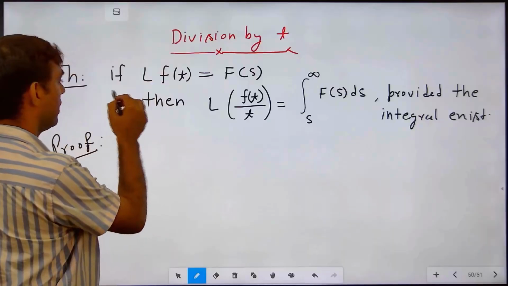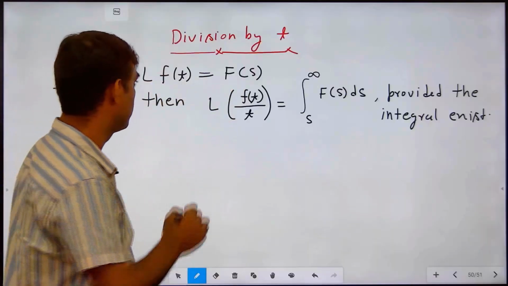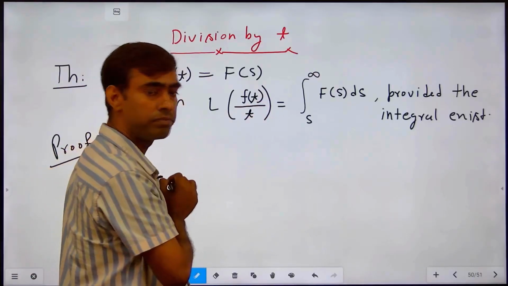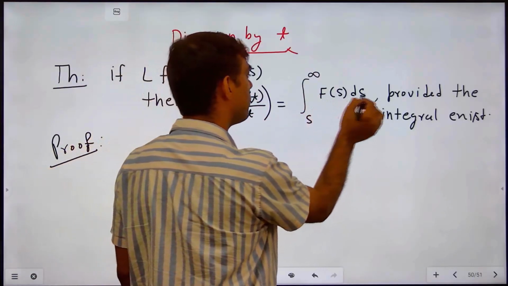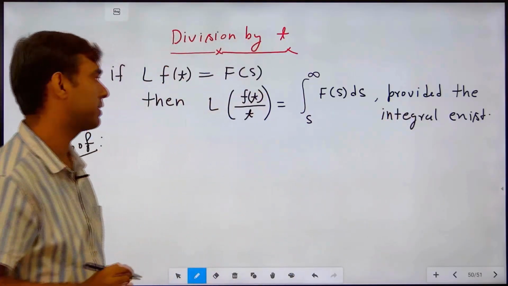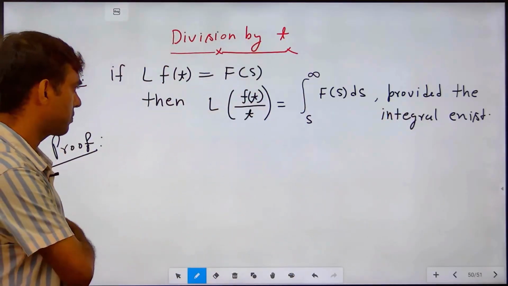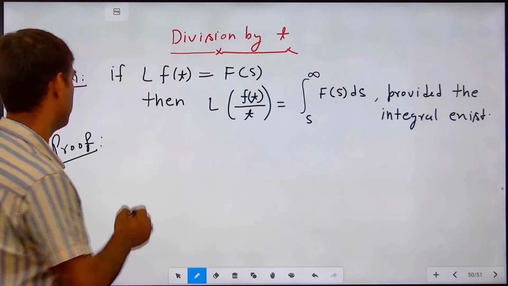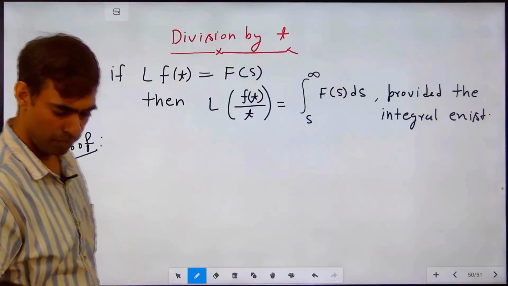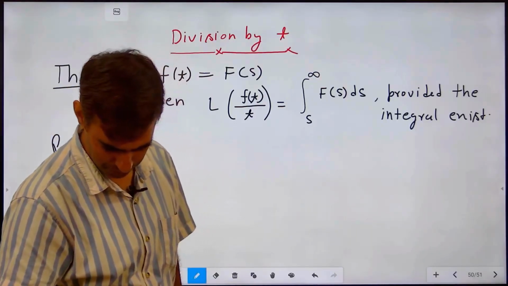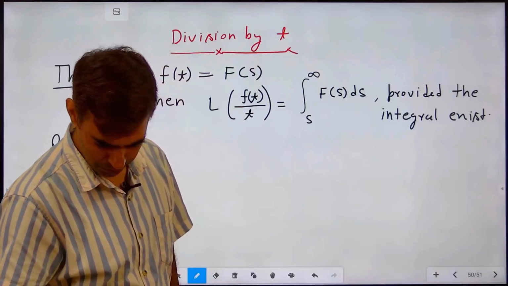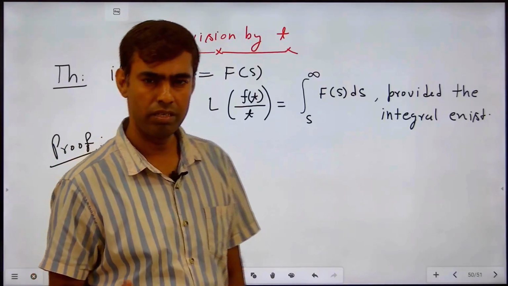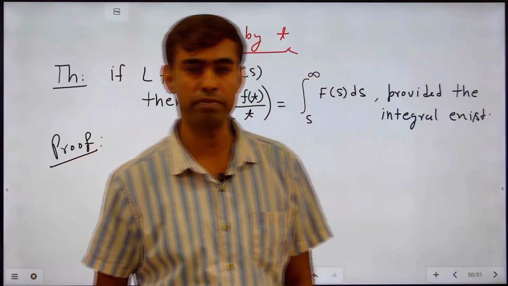So, if the Laplace transform of f(t) is F(s), then what is the Laplace transform of f(t) divided by t? It equals the integral from s to infinity of F(s) ds, provided the integral exists. So how do we prove this? Now again, to prove this theorem, we use the definition of a Laplace transform.